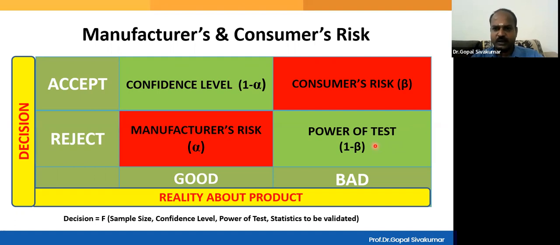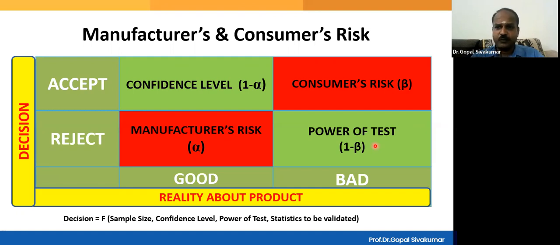Hope you have clearly understood what is manufacturer's risk and what is consumer's risk. If I reject a good lot, it is manufacturer's risk. If I accept a bad lot, then it is consumer's risk, isn't it? If the manufacturer risk is 5%, then confidence level is 95%. If the consumer risk is 10%, then the power of test is 90%.